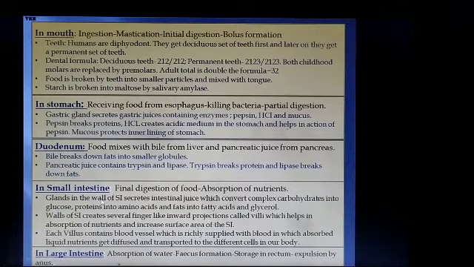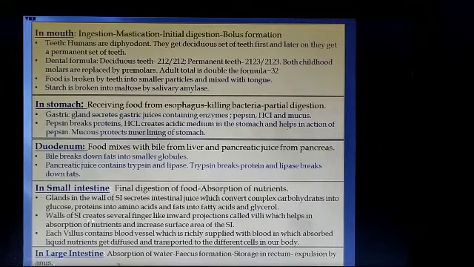So here, the small intestine has the final digestion of food and absorption of nutrients, right? Glands in the walls of the small intestine, SI meaning small intestine, secrete intestinal juice which converts complex carbohydrates into glucose, proteins into amino acids, and fats into fatty acids and glycerol.